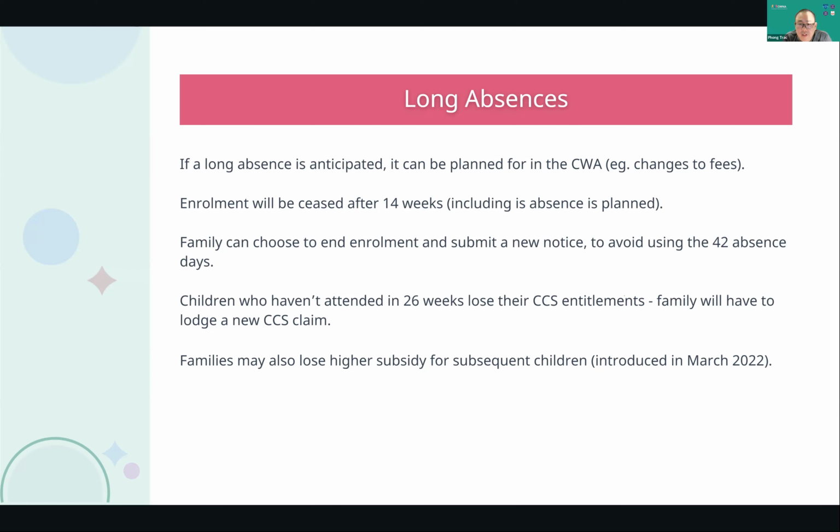Okay, so effectively what that means is if the older sibling doesn't attend for 26 weeks, their entitlements are cancelled, then what they'll do is they'll end up going back to readjust the second child's CCS. So if they were getting up to a maximum of 95, then 30% automatically drops off.